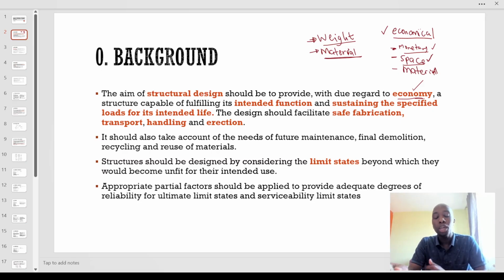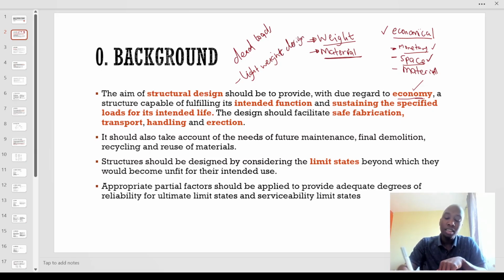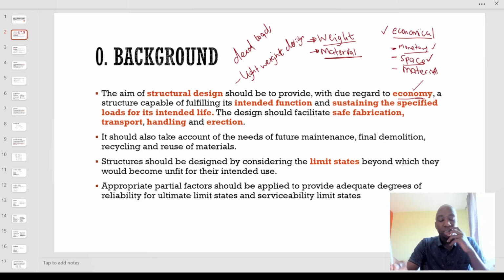Because when you talk of the weight of the material that you use, you're talking about dead loads. The more the dead loads, the more cumbersome the structure becomes. So nowadays we are moving to what you call lightweight design. We have come to see that something heavy is not necessarily strong. You can have lightweight materials that are still strong.